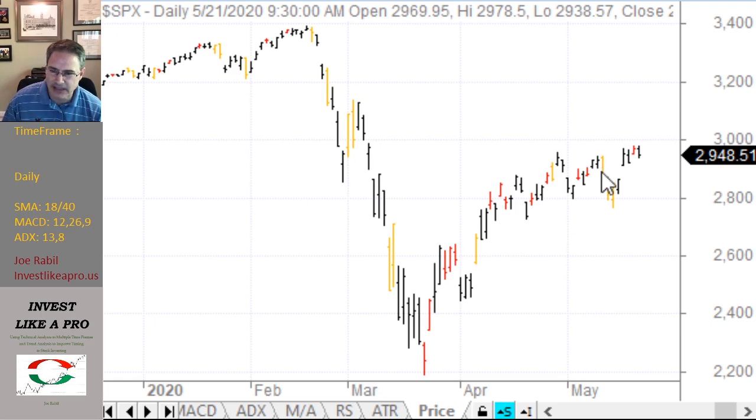And then the light colored bars, like yellowish or tan colored, are the widest range of the last 7 days. So it's comparing today's bar to the last 6 or 7 and saying, okay, am I the widest range or am I the narrowest range during that period?